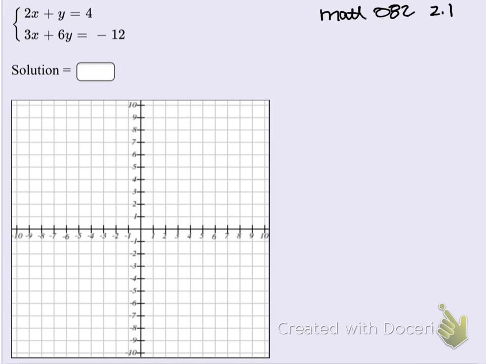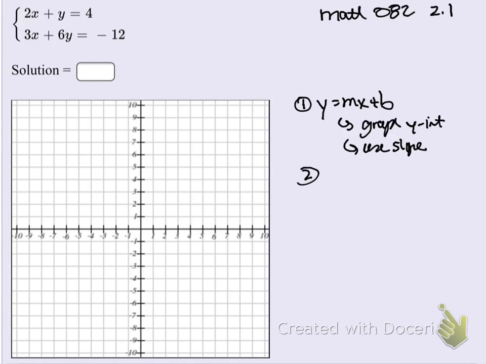So the first thing we need to remind ourselves of are the three different ways that we've learned so far to graph lines. One method that we have at our disposal is to get an equation in y equals mx plus b form, which we could do with both of these equations if we wanted to. And then from here, we would graph the y-intercept, and then we would use the slope to generate additional points. We'll call this method number 1.